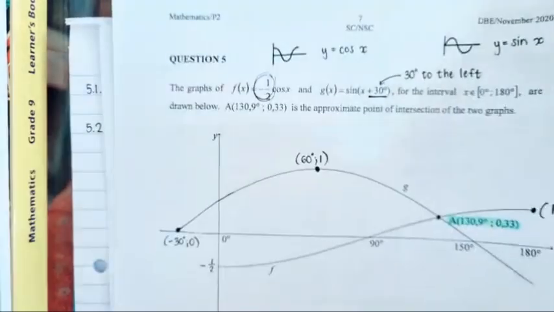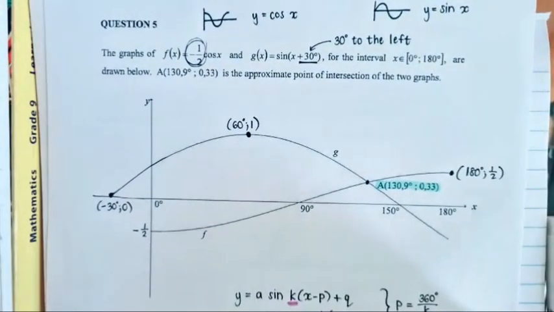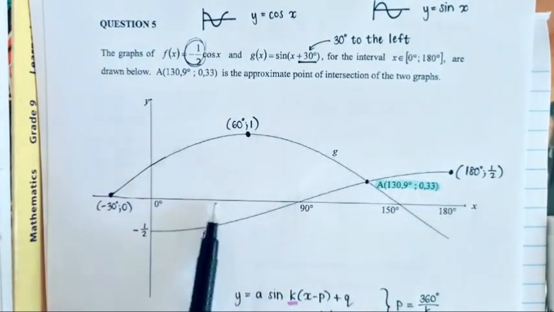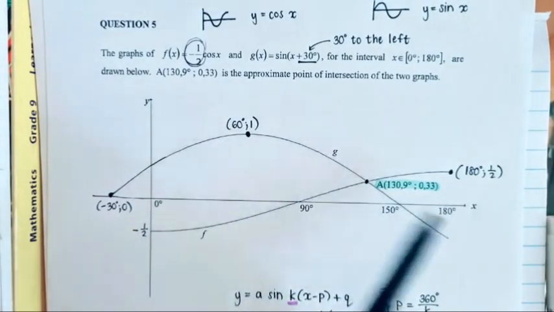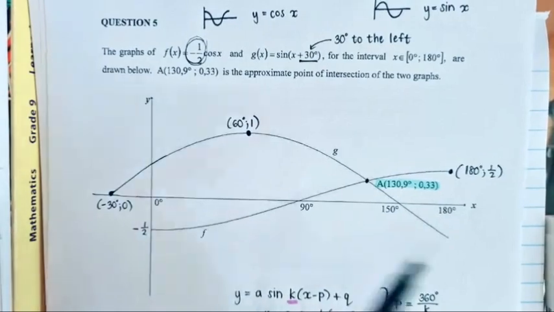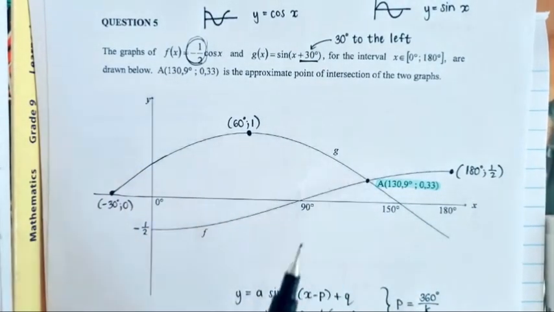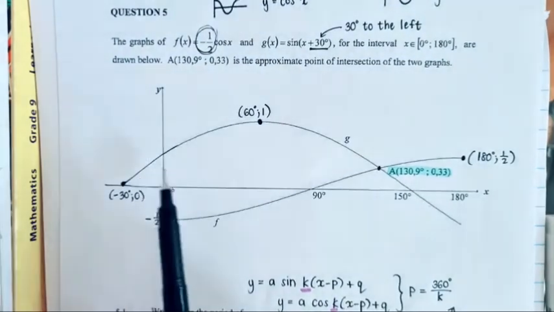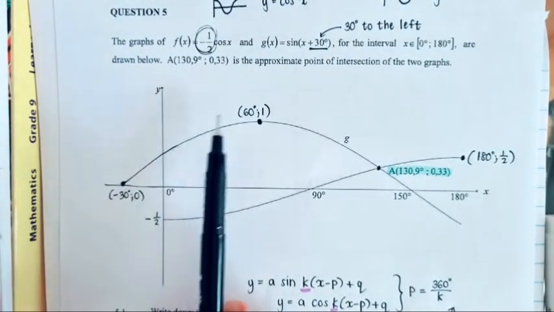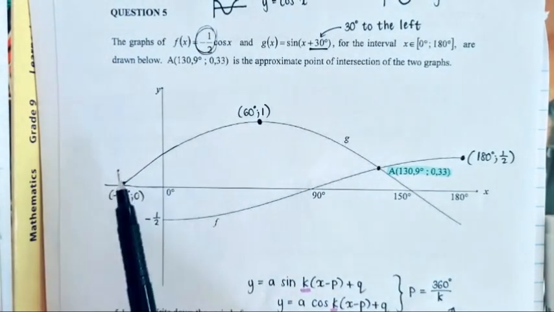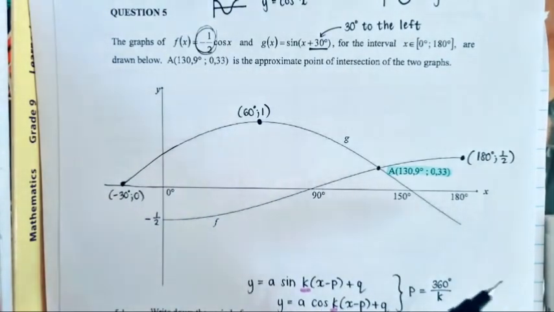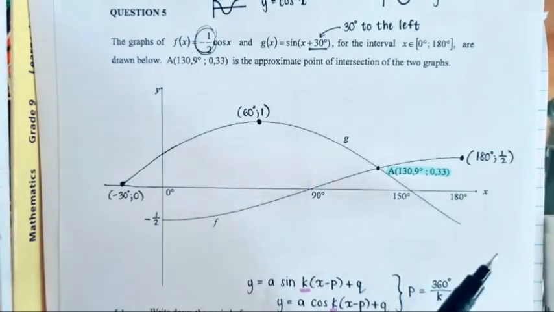Now, someone asked about the restriction in 5.1. It's not really a restriction. They've just drawn it from 0 to 180, but that doesn't change the fact that the period is still 360 degrees. Because if we're looking at this, they asked for the period of G. If we're going from negative 30, do you see that you don't have a whole curve?